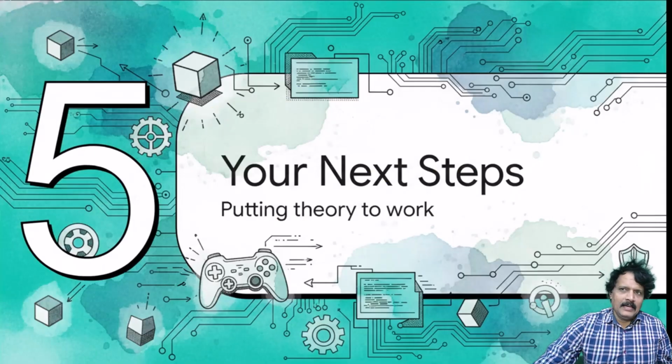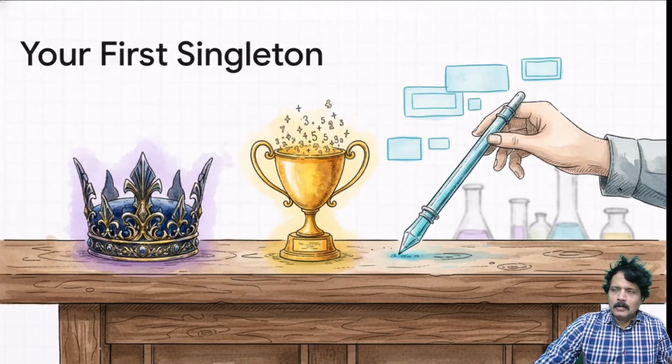Okay, enough theory. How do you start actually putting these things to work in your own project? Let's talk about your next step. So your first Singleton, please don't overthink it. Let's start with one of the classics. Make a game manager to control the overall game state, a score manager to keep track of points, or a UI manager to control all your menus. Just pick one central system and make it the boss.